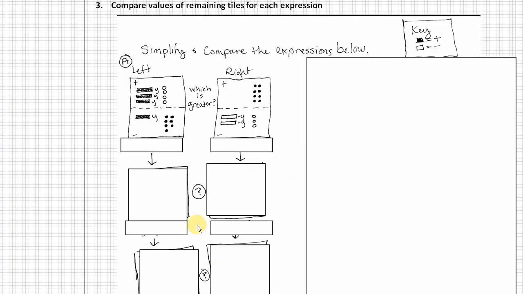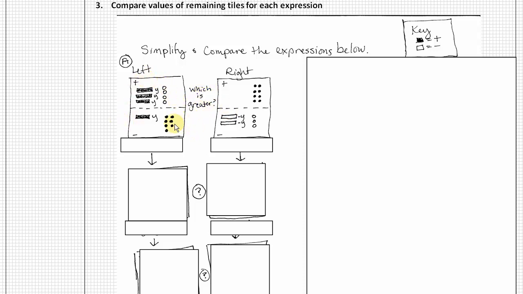So today we're going to do 2 examples, and here's our first one. The directions are to simplify and compare the expressions below, and as I've recommended throughout this unit, it is nice to include a key, remembering that when we shade a tile in, we're using the positive form. When we leave it unshaded, we're using the negative form of that tile. So we want to first simplify and be able to compare this expression on the left mat and this expression on the right mat to answer the question, which is greater?